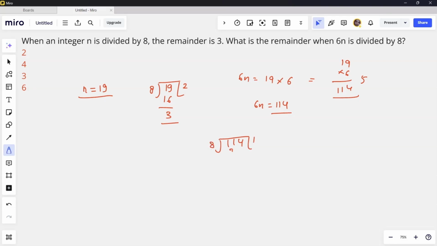So 8 1 ja 8, 11, 8, it will become 3 and 4 and 8 4 ja 32. So the remainder is 2. It means the remainder is 2. It means first option is the correct option.